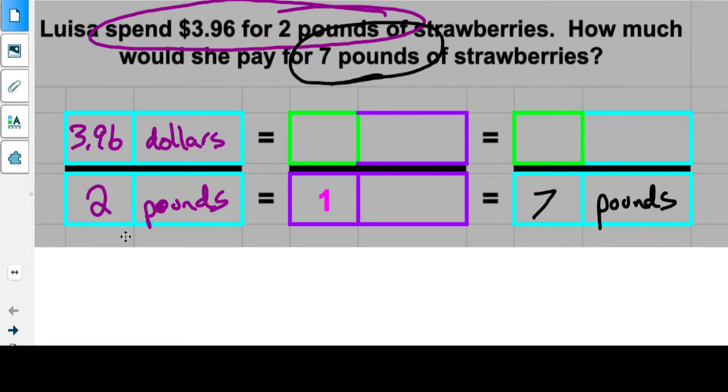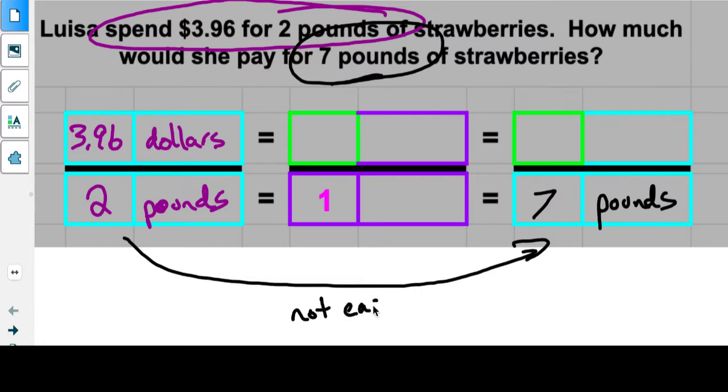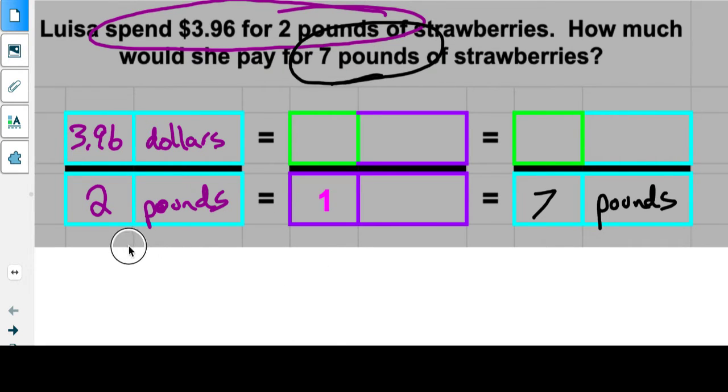Well, the problem is to go from 2 to 7, it's not easy, okay? We could multiply by something, but it's going to be a decimal and it's going to be hard to figure out. And most of us wouldn't be able to figure out what that number is, okay? So it's possible, but it's not going to be easy. So we use our backup plan. Instead of trying to go right from 2 to 7, we go to 1 instead. We make it a unit rate.